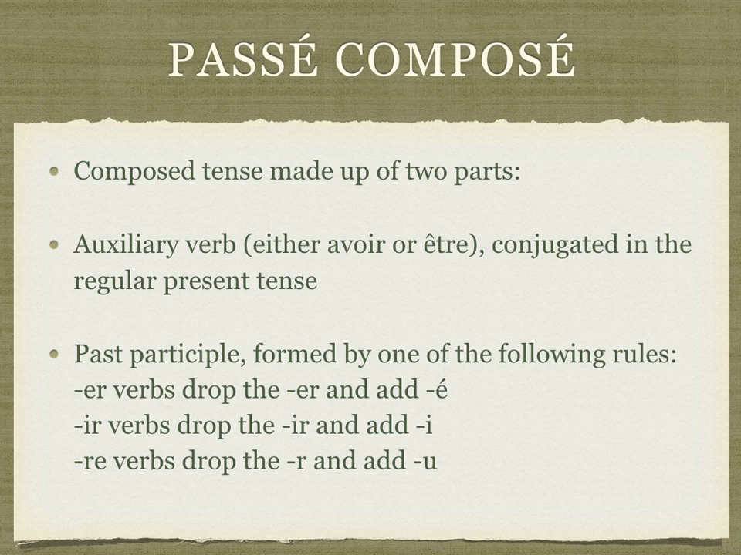An ER verb, take the infinitive, drop the ER, and add an É accent aigu. An IR verb, take the infinitive, drop the IR, and add the I. An RE verb, take the infinitive, drop the RE, and add a U. Both parts are required in order to have a passé composé verb. And even though it's two words, it's still considered one word because we have to have both parts.